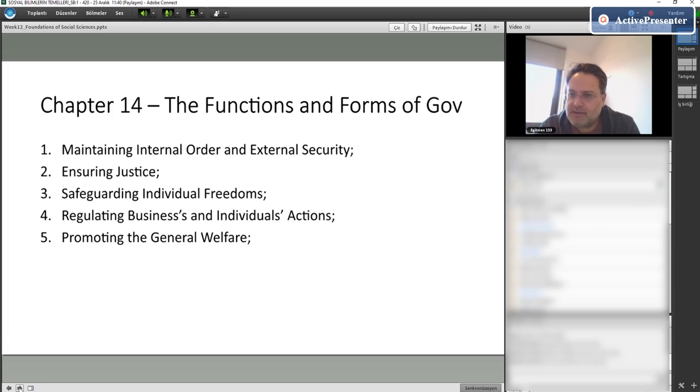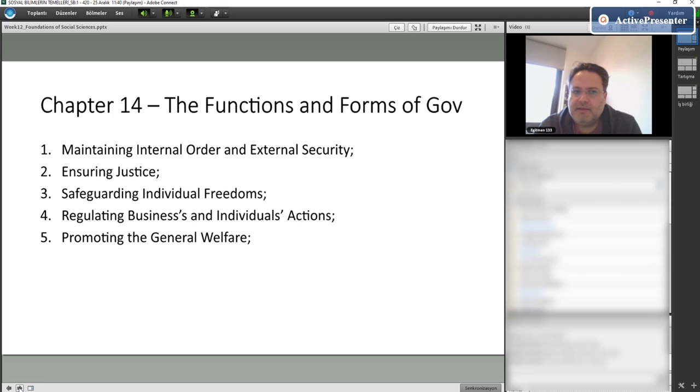They can maintain internal order and external security. A government can ensure justice. A government can safeguard individual freedoms. A government can regulate businesses and individuals' actions. And a government can promote the general welfare. Okay, so if you want to tackle inequality as a politician, then there is a need for government, right?